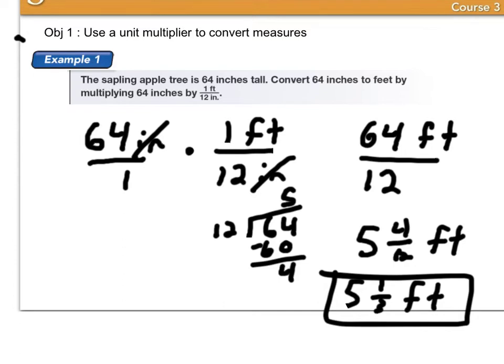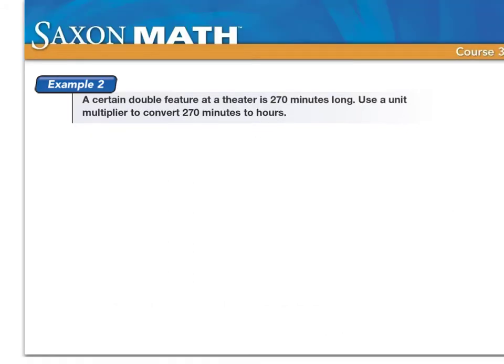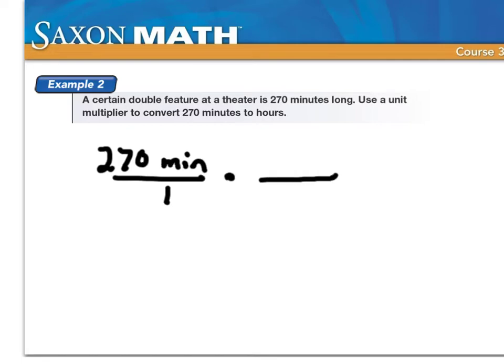Okay, let's go on to another example. Example 2 says a certain double feature at a theater is 270 minutes long. Use a multiplier to convert 270 minutes to hours. So first thing we're going to do is put our 270 minutes that they give us over 1, and we're going to multiply that by a unit multiplier.